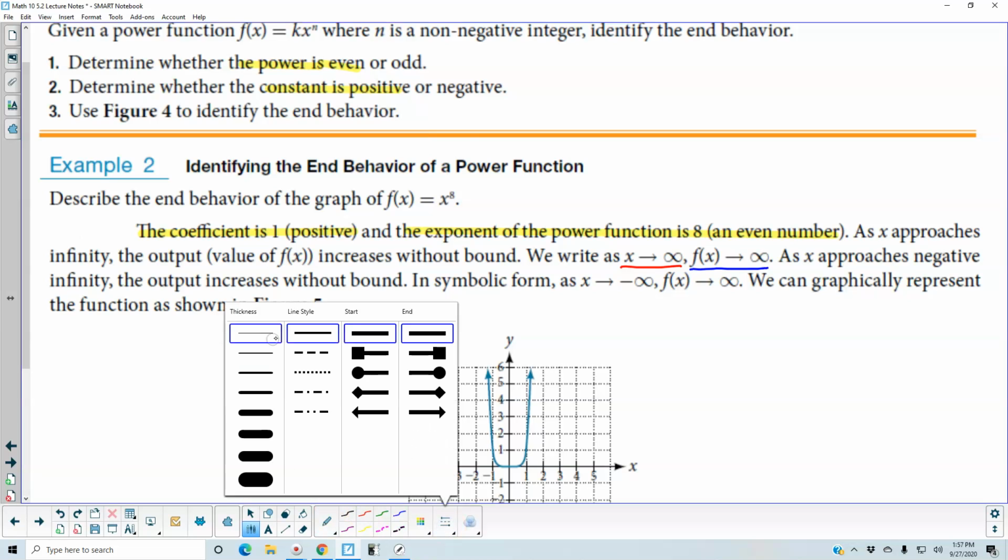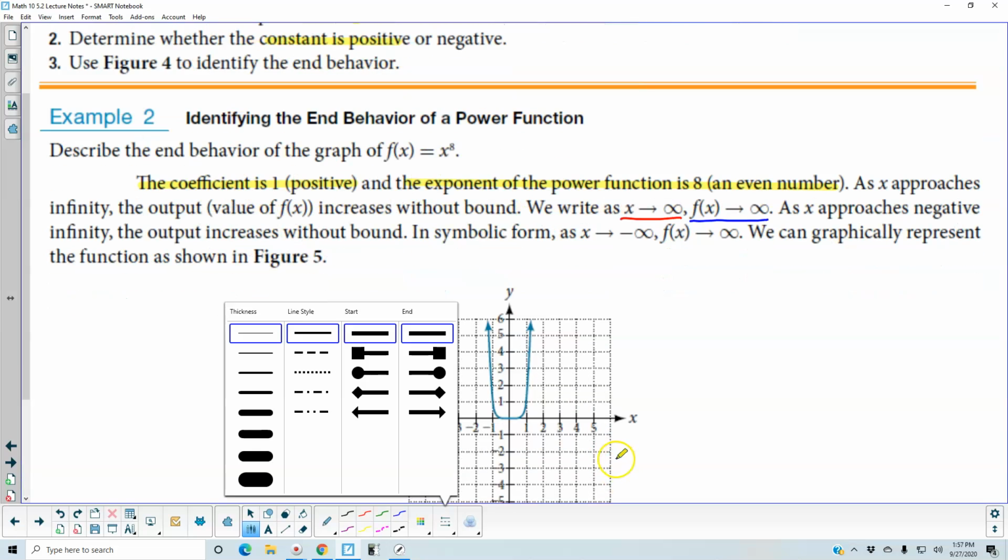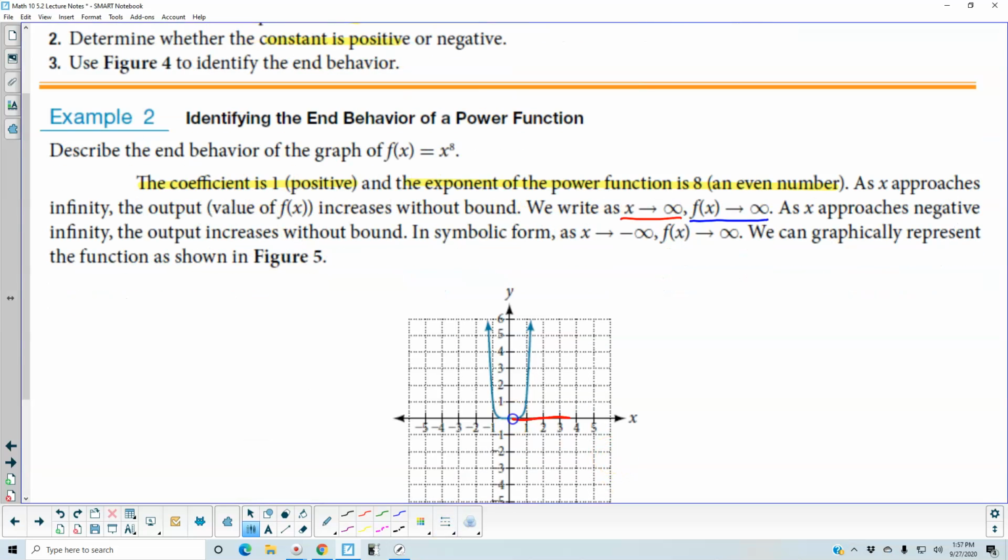So let's take a look. Now, as we look at the x-axis here, as x approaches positive infinity, what can we say about the function? Well, that's also approaching positive infinity. So we can see that as x is approaching positive infinity, f(x) is approaching positive infinity as well. Now, as x is approaching negative infinity, we can see that the function is approaching positive infinity.